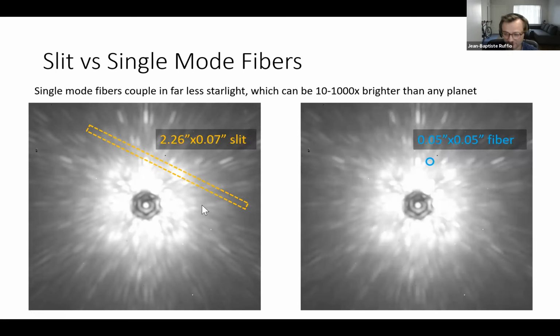So we want to do spectroscopy of these planets. Most spectrographs use slits. Here we're using a single mode fiber, and there are two advantages, at least that I can think of right now. First, it's going to give you a very stable line spread function on the detector, and also it's going to reject more starlight than a slit would. If you place the single mode fiber at the location of the planet, it would couple very well with a point source, but will not couple as well with the starlight as a slit would. So it's going to be easier to detect the planet.